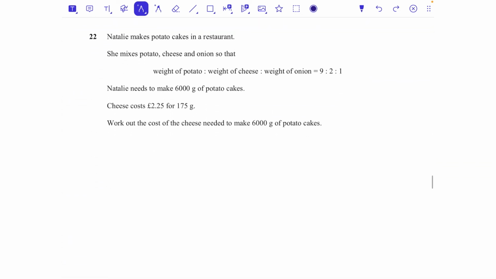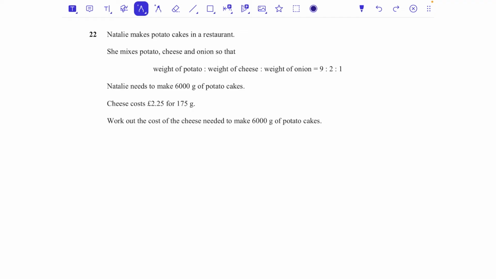Question 22. Natalie makes potato cakes in a restaurant. She mixes potato, cheese and onion so that the weight of potato to the weight of cheese to the weight of onion is in the ratio 9 to 2 to 1. Natalie needs to make 6,000 grams of potato cakes.